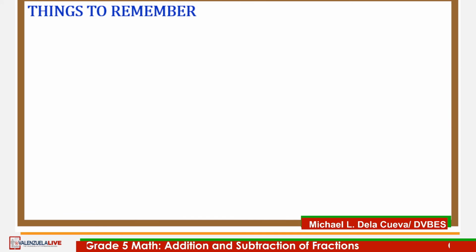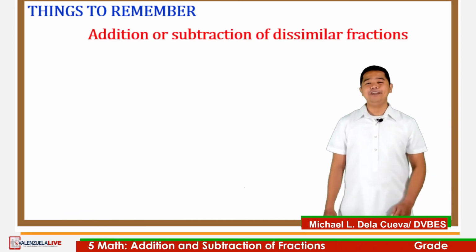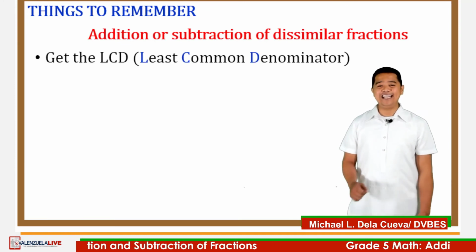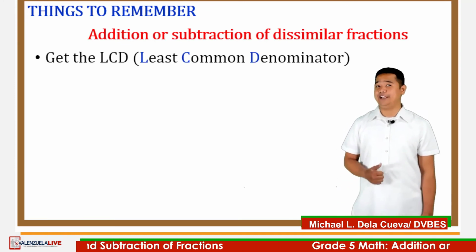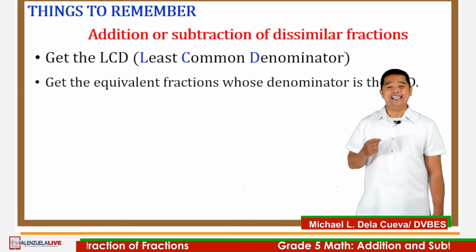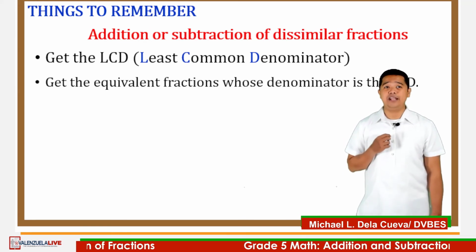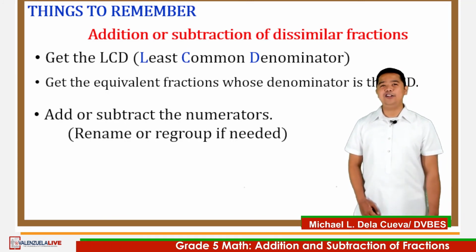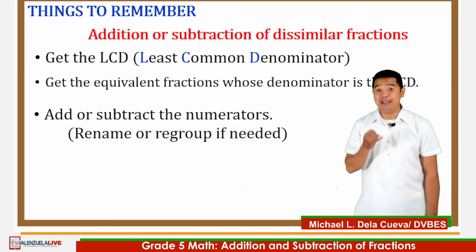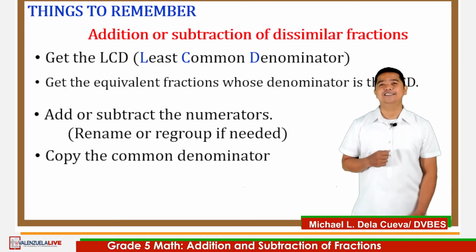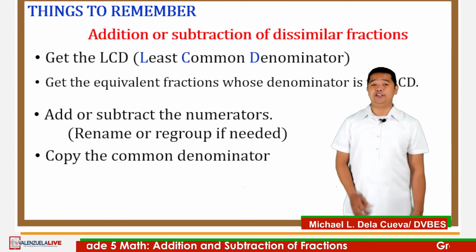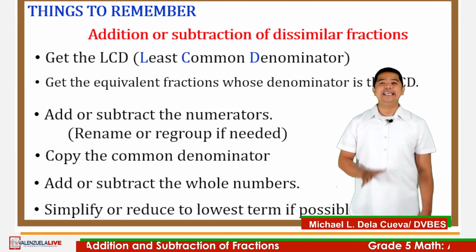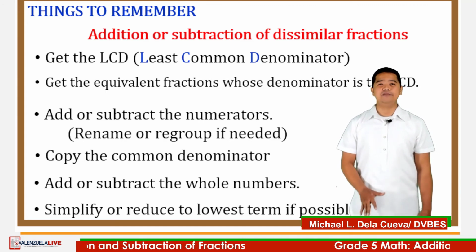Okay. Things to remember when adding or subtracting dissimilar fractions. First, get the LCD or least common denominator. Second, get the equivalent fractions whose denominator is the LCD. And then, third, add or subtract the numerators, rename or regroup if needed. Copy the common denominator, add or subtract the whole numbers, and last one, simplify or reduce to lowest term if possible.